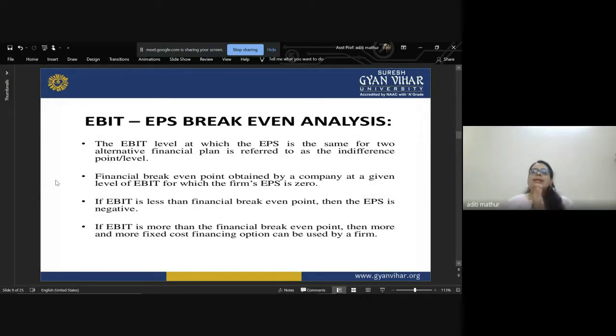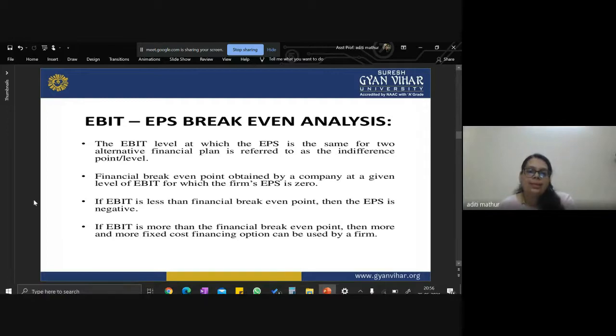So this EBIT EPS analysis is done with the help of a break-even analysis, right? The EBIT EPS break-even analysis is the level of EBIT at which your EPS is the same for two alternative financial plans. At this point, you say that you have reached the indifference point or level. In our EBIT EPS analysis, step number 1 was to identify the different ratios or components of the different mixes of debt to equity.